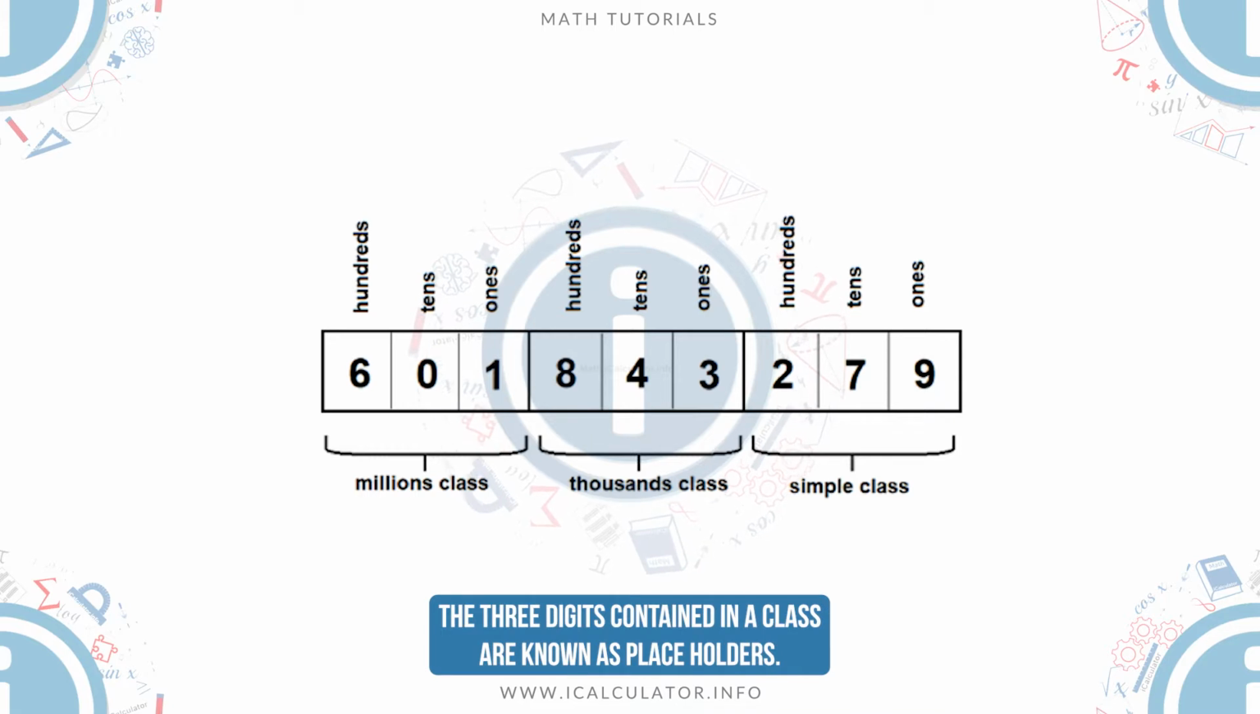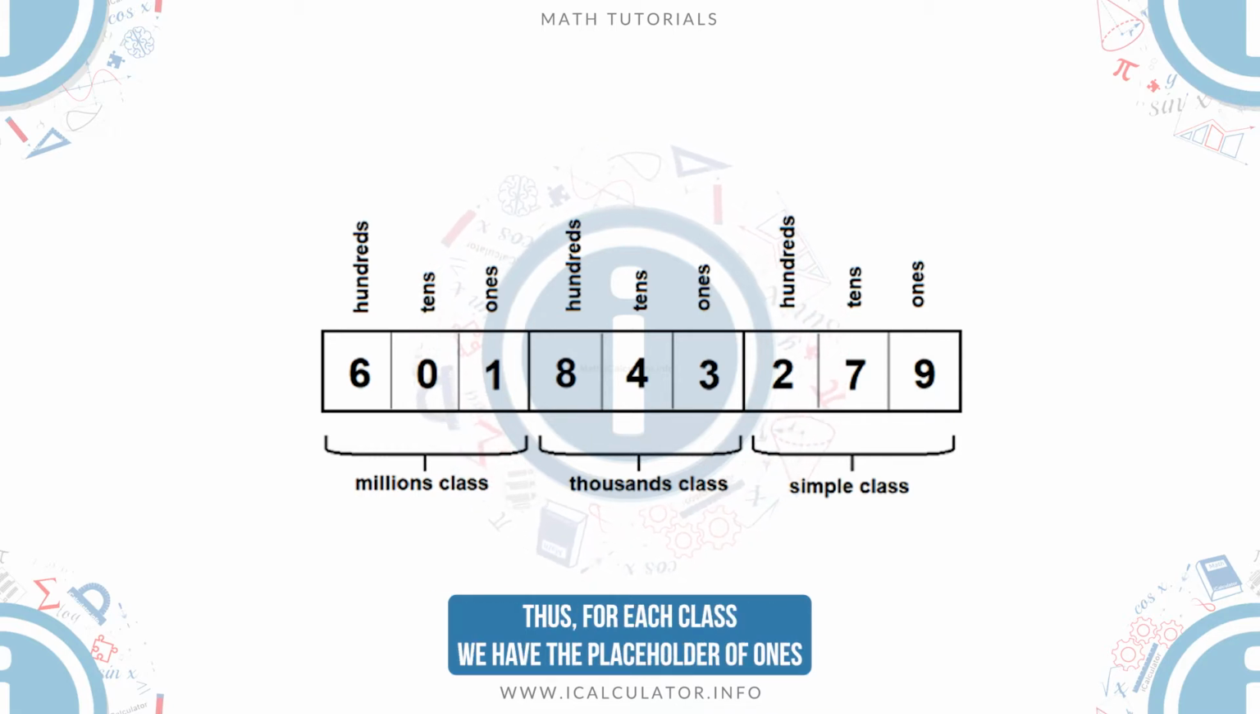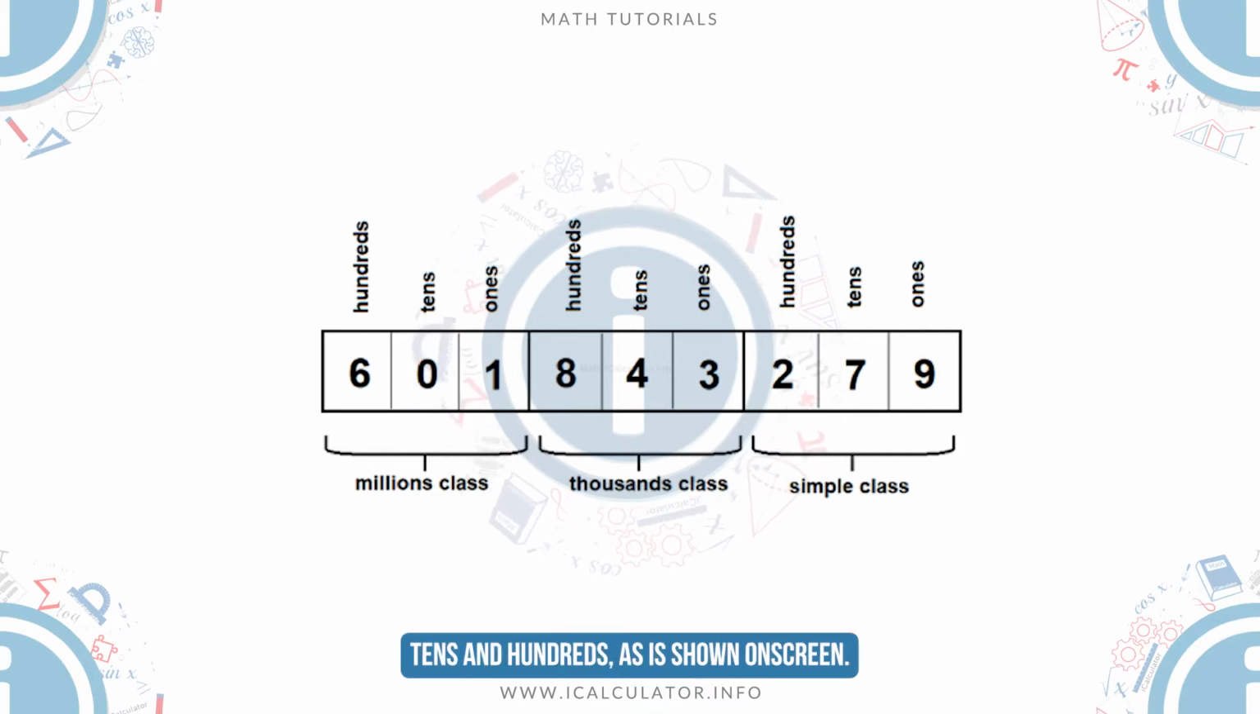The 3 digits contained in a class are known as placeholders. Thus, for each class we have the placeholder of ones, tens and hundreds as is shown on screen.